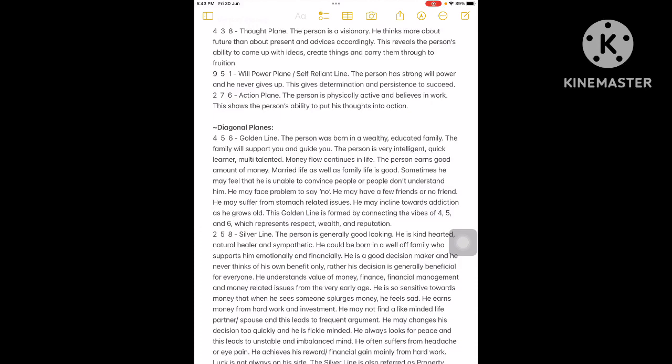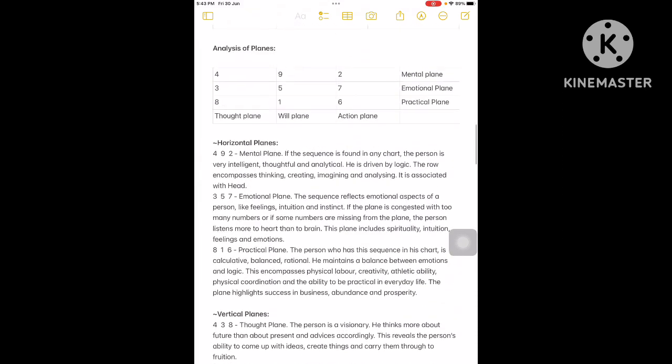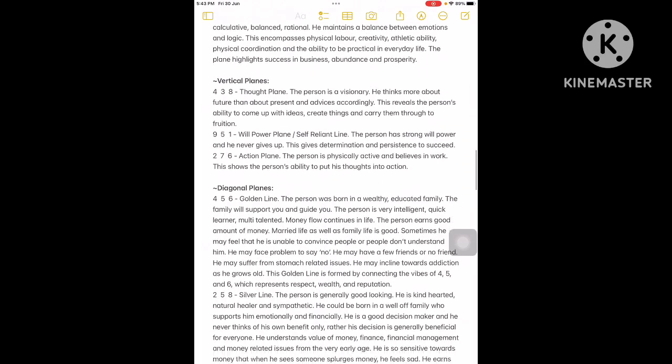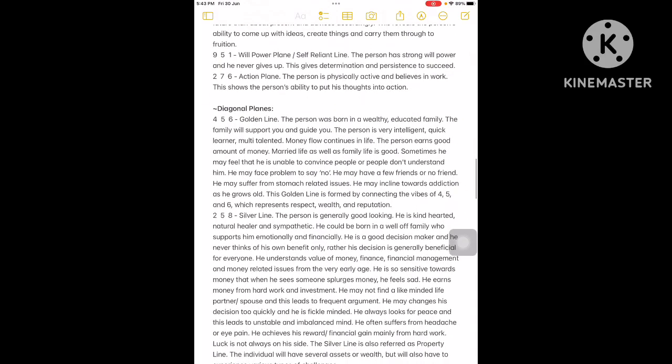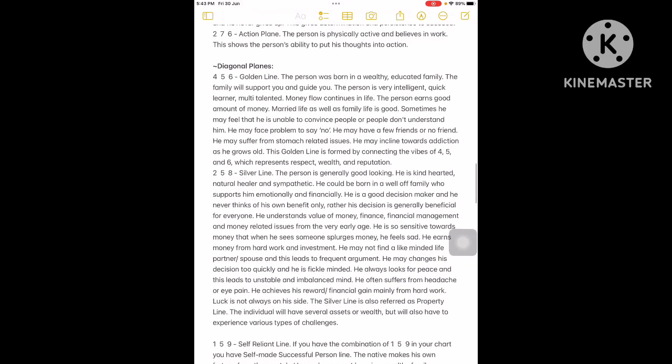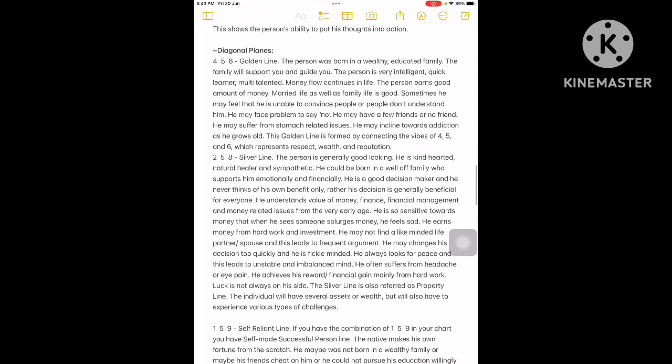This is the golden line, 4, 5, 6. I'll show you. 4, 5 and 6. Diagonal line. If you want, you can take a screenshot. You don't have to buy books, because I have already noted it down for you.